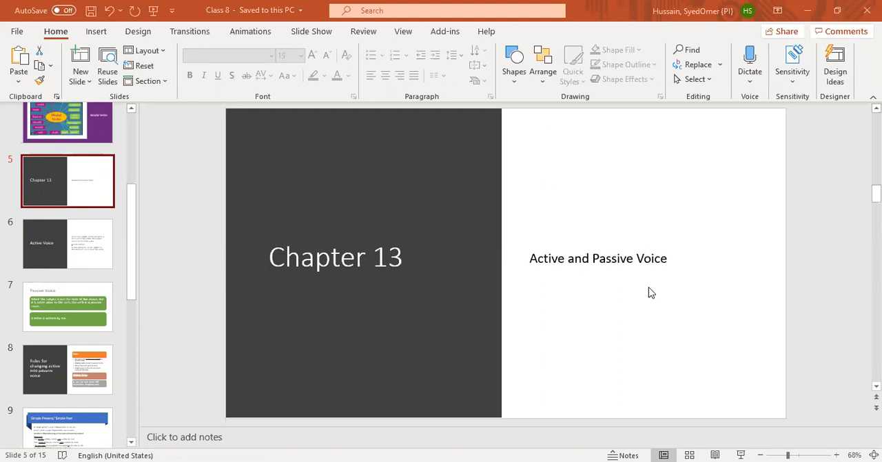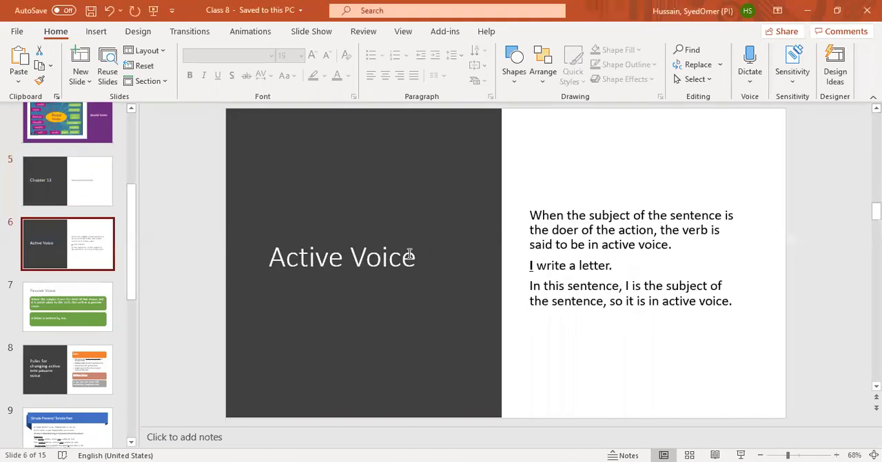Now students, active and passive voice you must have done in class 7 also. So when we say active voice, it means that the subject is doing the action. When the subject of the sentence is doing the action, then the verb is said to be in active voice. Means that when the subject comes at the start of a sentence and it is telling what the subject is doing, then it is active voice. Okay, the definition you can write down.